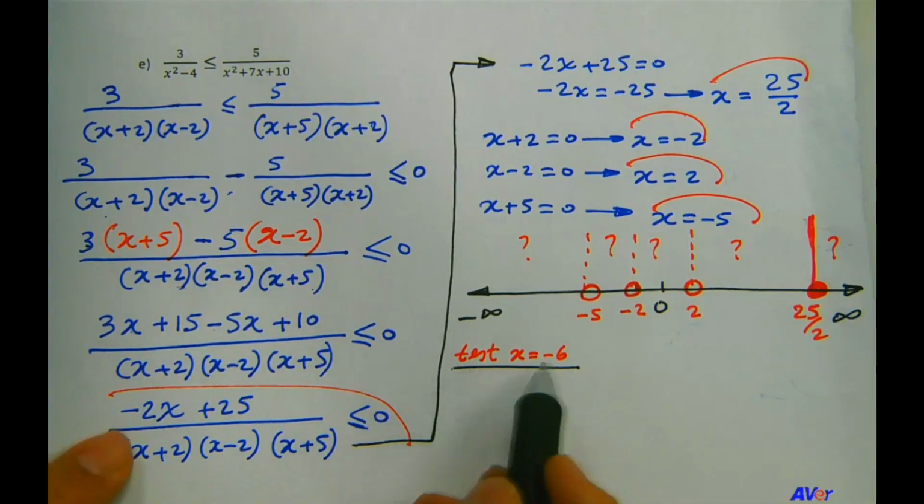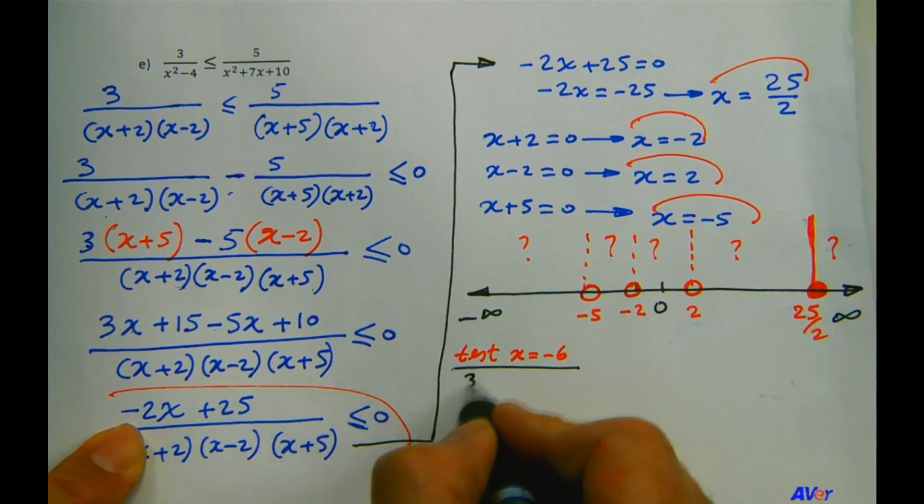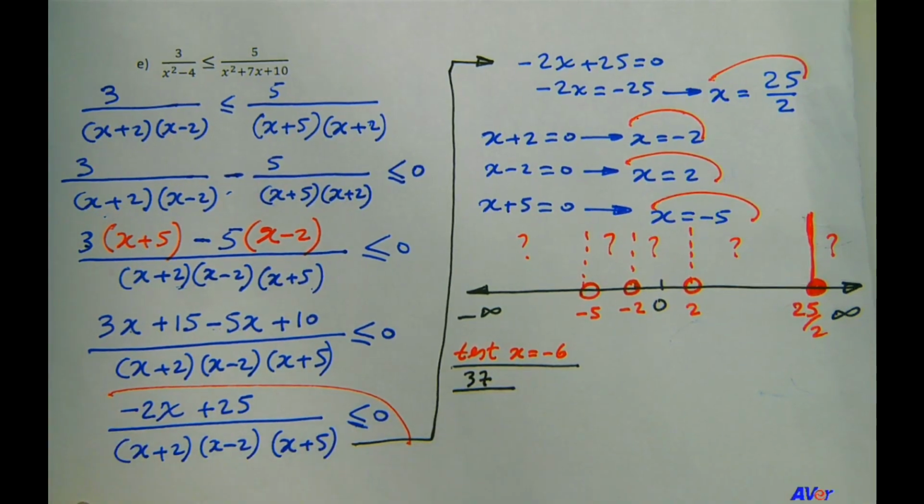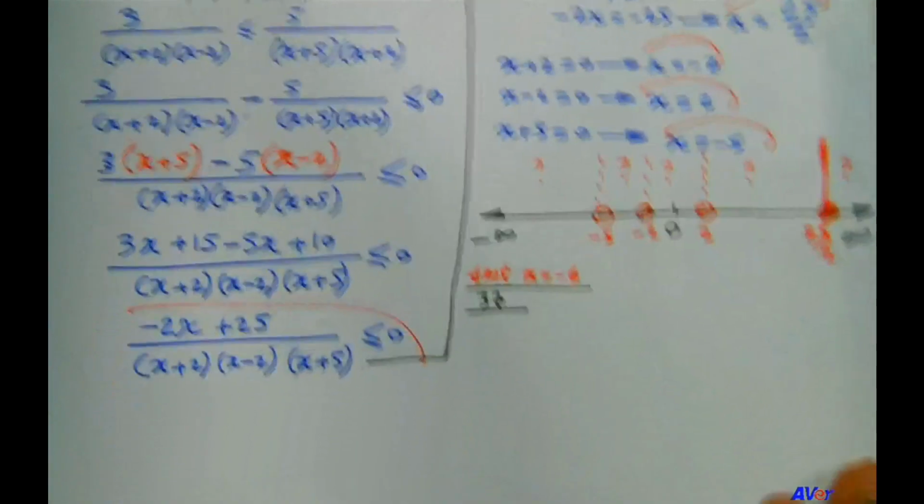Okay, so minus 6 times minus 2, that's positive 12. Plus 25, that's 37. Right? Positive 37. Minus 6 plus 2 is minus 4. Minus 6 minus 2, that's minus 8. Let me move this up a little bit.